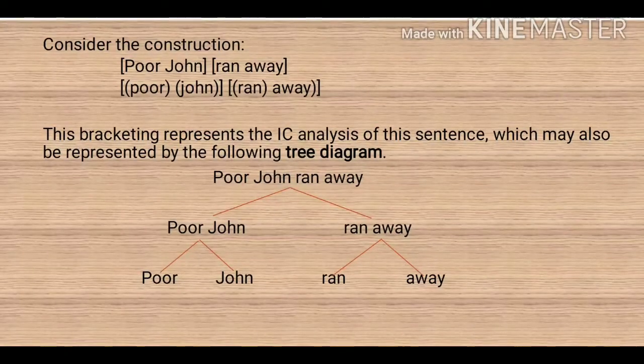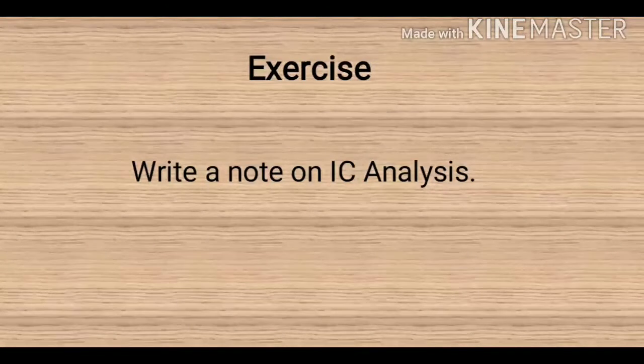So, this bracketing represents the IC analysis of the sentence "poor John ran away", which may also be represented by a tree diagram. In this lecture, we have studied IC analysis and the representation of IC analysis of a given sentence. Do the exercise and submit on time.